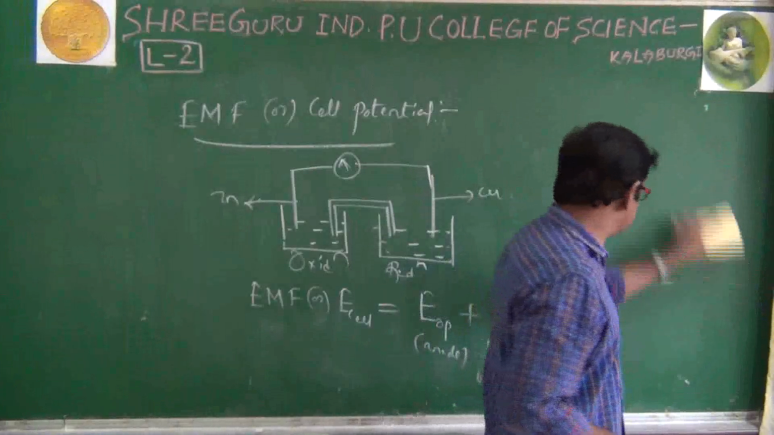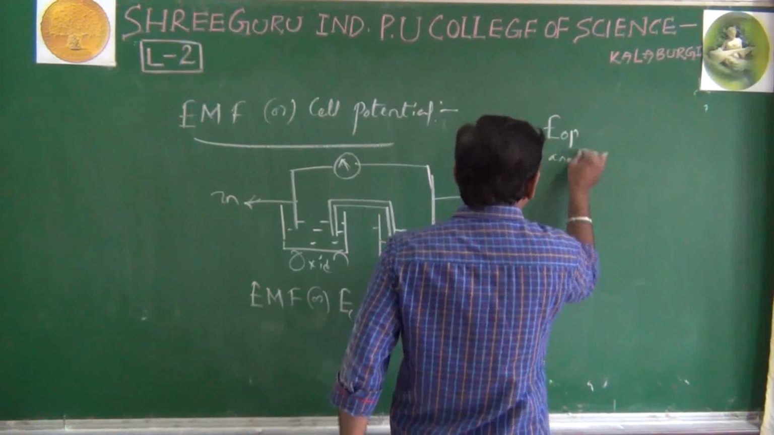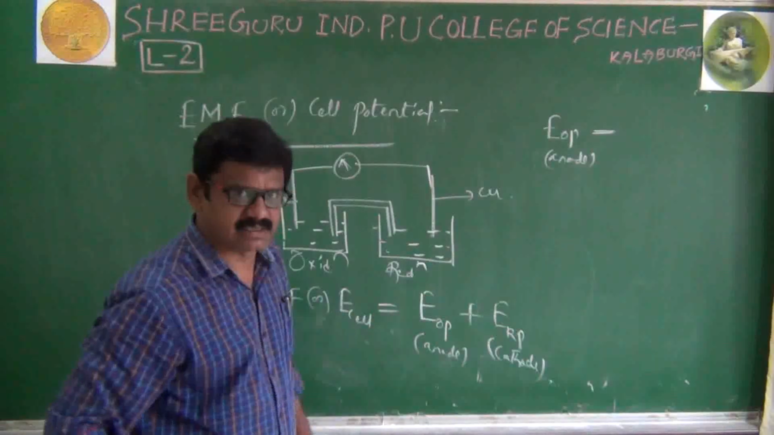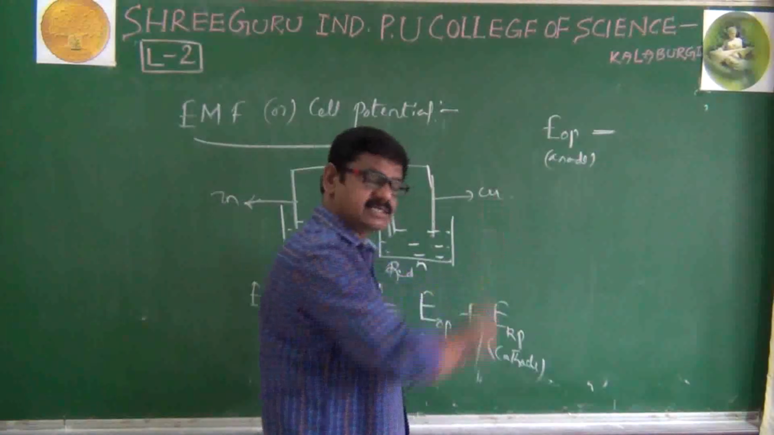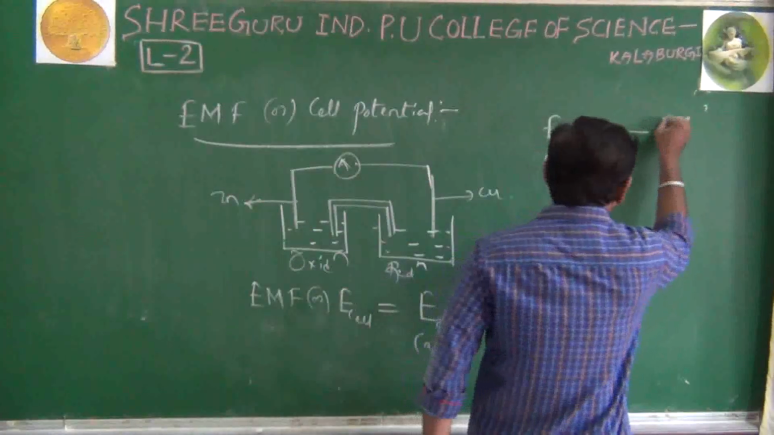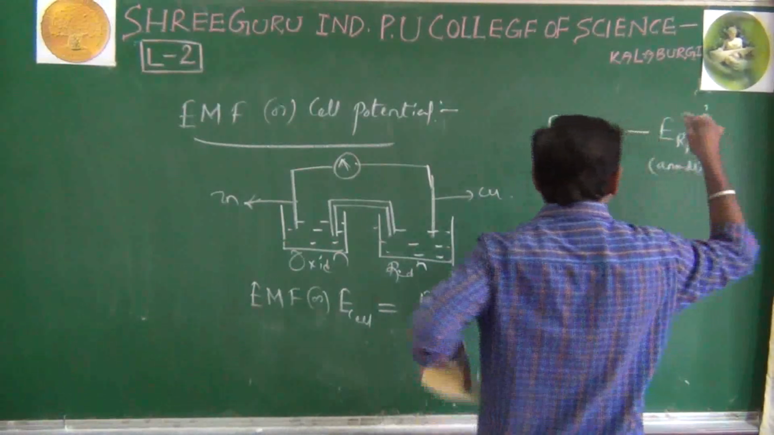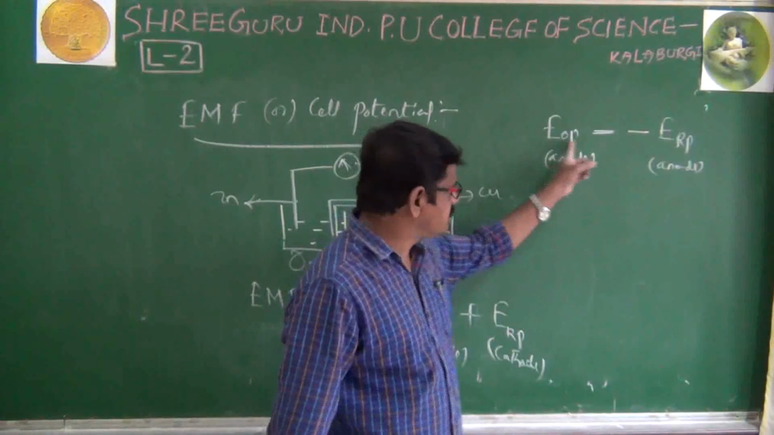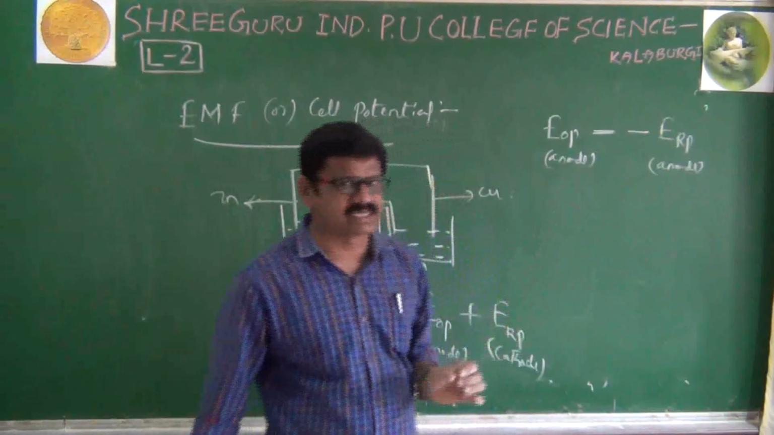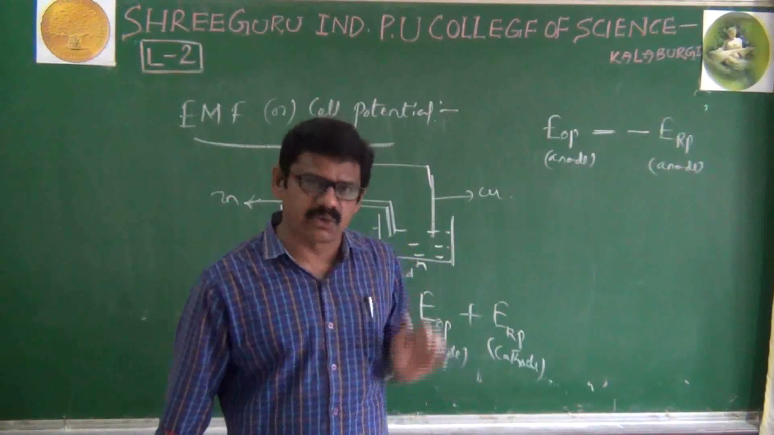That's why we will write the relation. E oxidation potential of the anode is equal to, now I am converting into reduction potential. What is the relation between oxidation potential and reduction potential? Only the sign convention is different. That means minus E, the reduction potential of the same anode. See here, oxidation potential is equal to minus of reduction potential. Why? Because, as we just discussed, in electrochemistry we always use reduction potentials only.